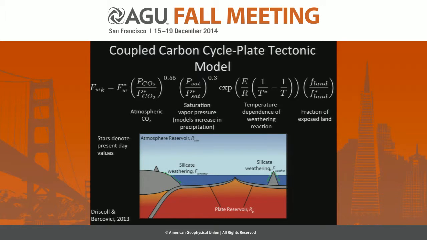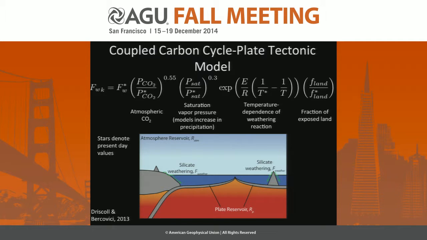The reason for this is the CO2 pressure in the atmosphere has a direct impact on the kinetics of the weathering reaction between carbon and silicate rocks. It also depends on the saturation vapor pressure, which is used to essentially model changes in precipitation as surface temperature changes. It's also dependent on the surface temperature itself. And this is again due to the kinetics of the weathering reaction. Weathering happens faster at warmer temperatures. And finally, it's dependent on the amount of land exposed, which I parameterize in terms of a land fraction, where the land fraction is just defined as the surface area of exposed land divided by the surface area of the Earth.